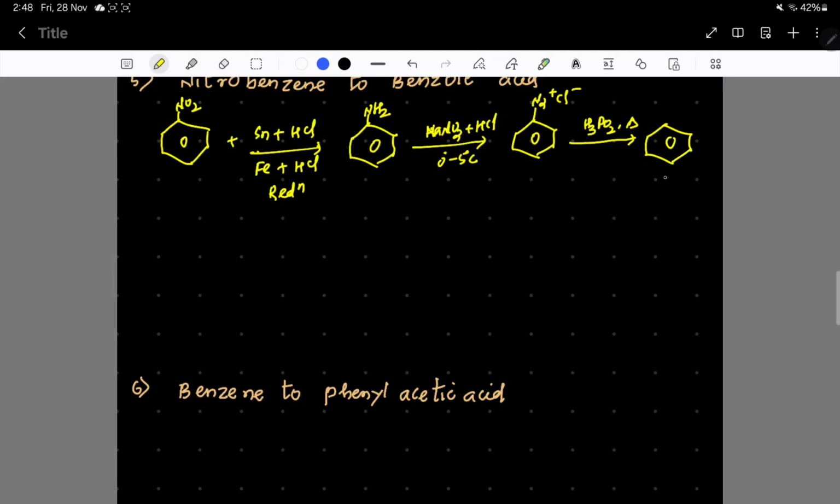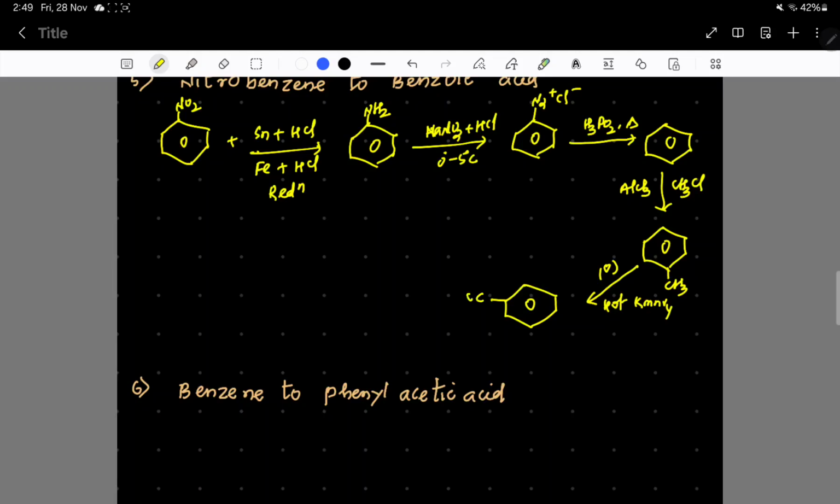Now this benzene on reaction with Friedel-Crafts alkylation will be converted into methyl benzene. Now this methyl benzene on oxidation using hot KMnO4, this benzylic carbon will be converted into acid. This is the one process.